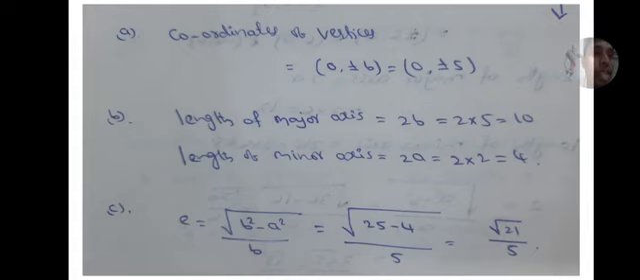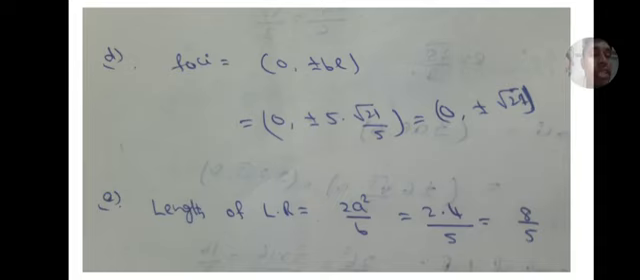Vertices: here, since it is the second standard form, vertices are 0 comma plus or minus b, substituting the b value. The major axis is the y-axis, 2b, length of minor axis is 2a, and eccentricity e equals square root of b square minus a square by b. Foci are 0 comma plus or minus be, and length of latus rectum is 2a square by b. Substitute to get the values. Next, homework problems.